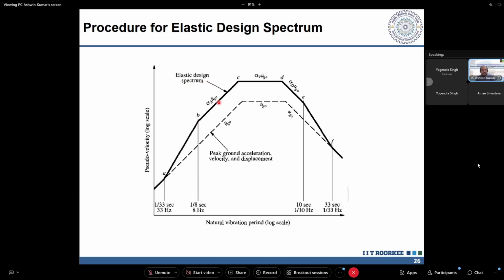So our line till here is created. Our line till here is created. I join this to this, A to B. I join E to F, and that completes my procedure for preparing an elastic design spectrum.